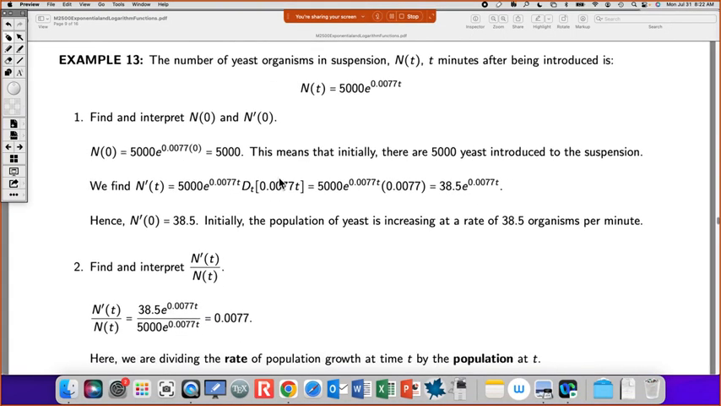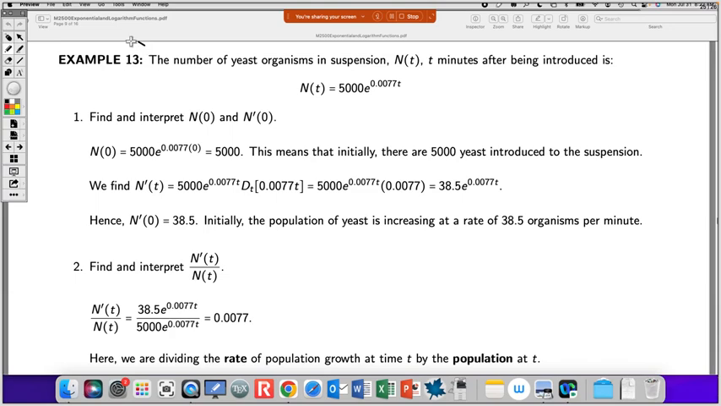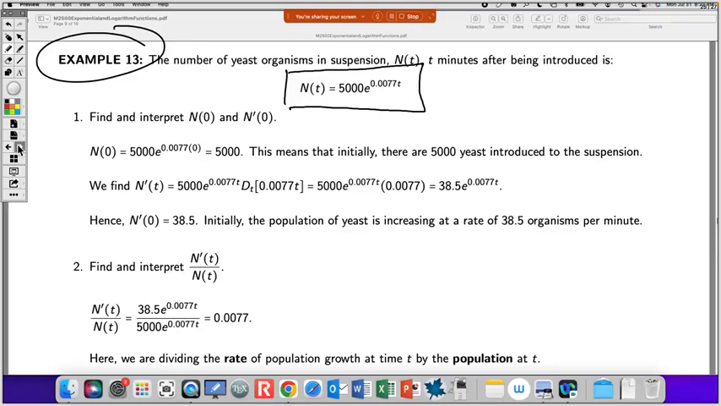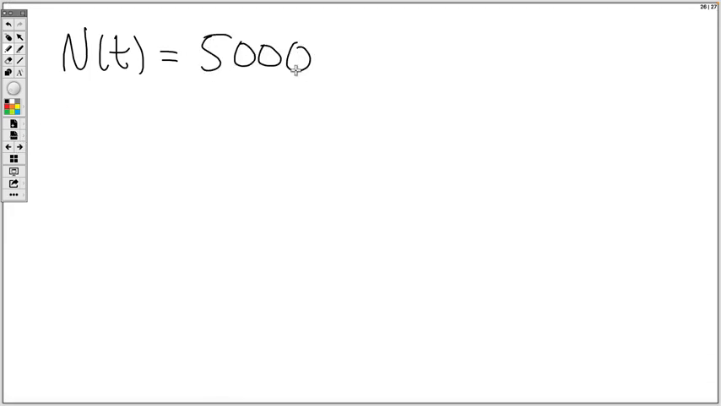But let's take a look at example 13. Example 13 really talks about why exponential functions are so useful to us in terms of rates of change. So this is the classic problem: the number of yeast organisms in suspension, n of t minutes after being introduced, is given by this formula. Find and interpret n of 0 and n prime of 0. So here they give us n of t, n for number of organisms at time t.